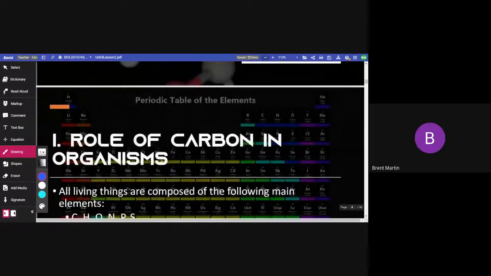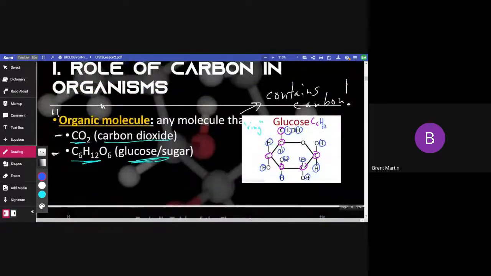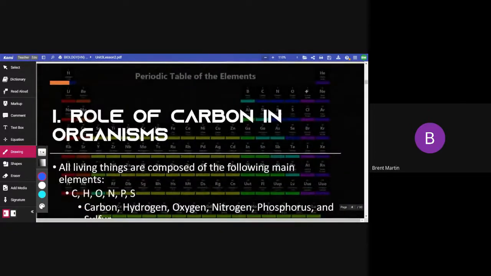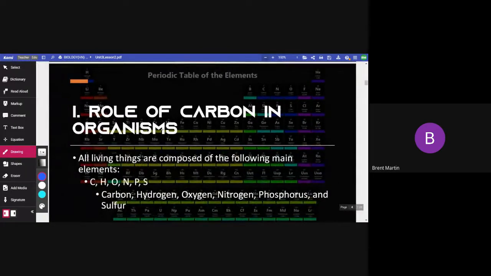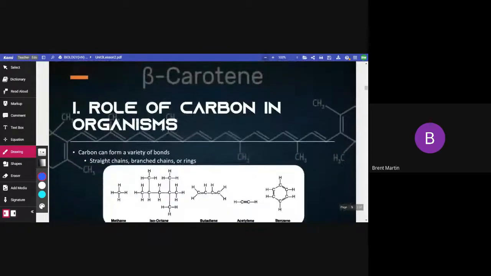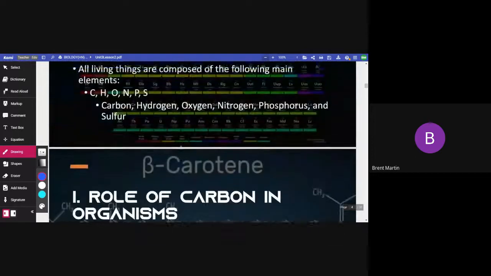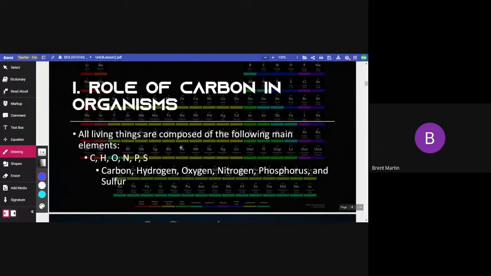All right, so anyway, carbon, since it is organic, it's easy to find in nature. There's another feature that allows carbon to be special, and it's the fact that it can form a variety of bonds. But let me make this note real quick too. You also need to know that all living things are composed of the following main elements. Those main elements are carbon, hydrogen, oxygen, nitrogen, phosphorus, and sulfur.